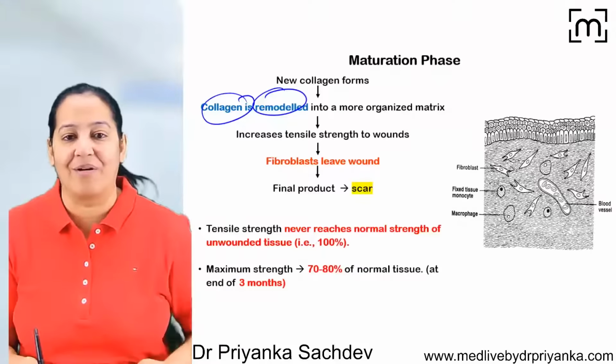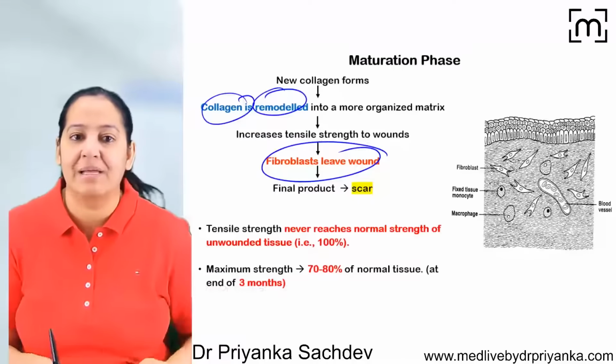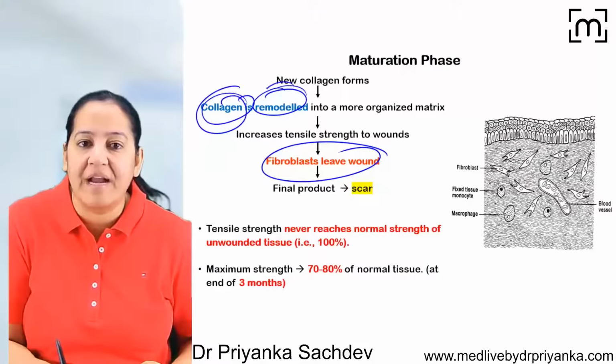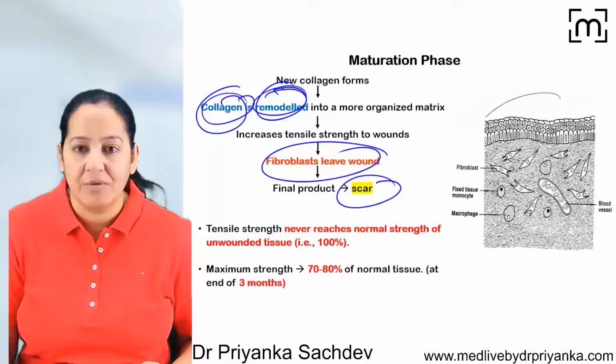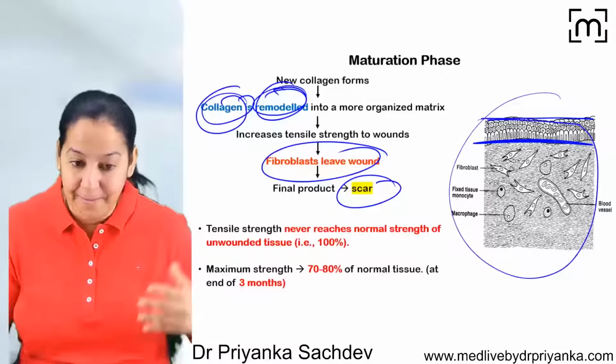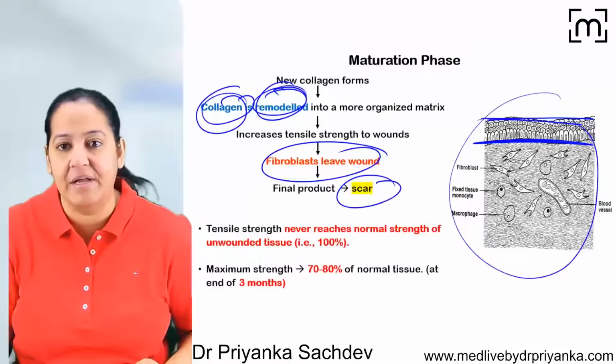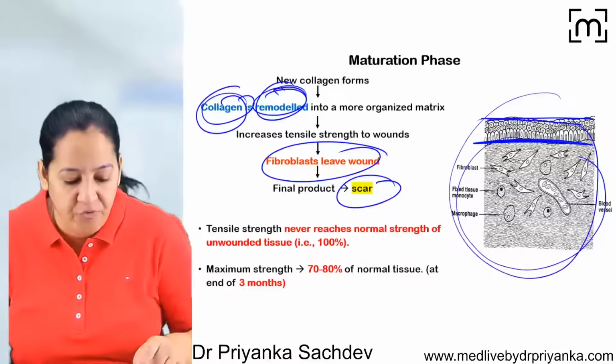So all the cells are gone. Fibroblasts will also leave. There is no cell. There is an acellular mass. It contains only collagen that is remodeled, and it is known as scar. Now see this. You can see epithelialization is already done. There is no gap. The epidermis is meeting at the center. Now in the dermis, we can see a few fibroblasts.